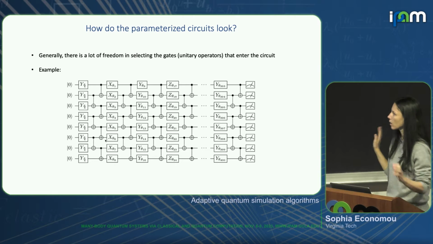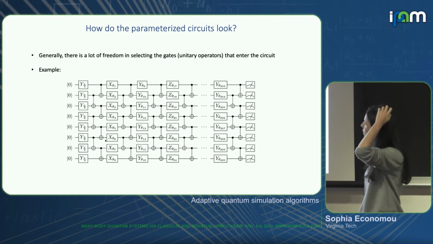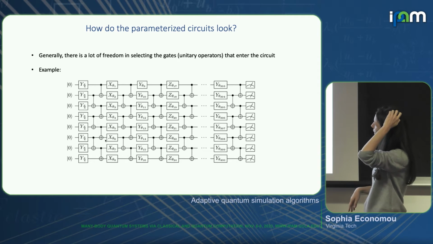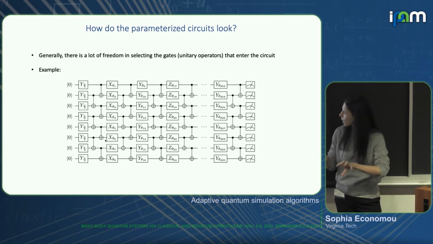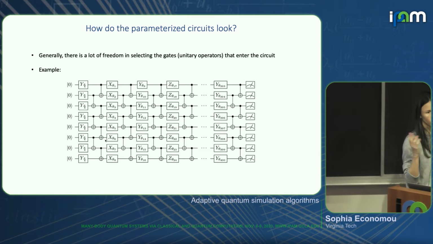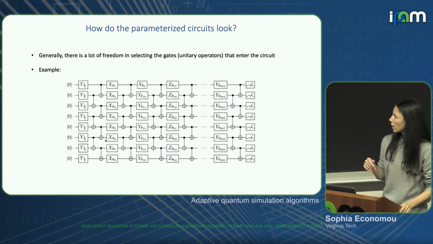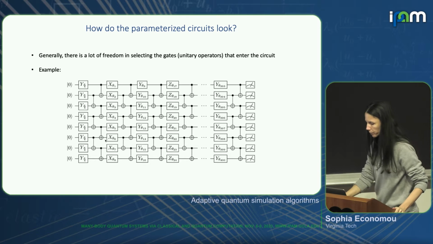So let's just look at one example of such circuits. Here, you have single qubit gates and 2 qubit gates. In this particular example, all the single qubit gates are parameterized, and the 2 qubit gates are not. Right? You can do more general things. And I believe this is from an IBM paper. I should have put a reference.